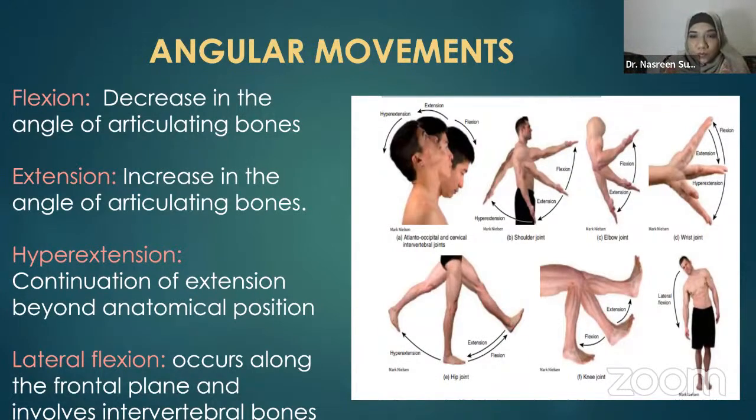So, flexion. Flexion means what? Decrease in the angle of the articulating bones. Extension: increase in the angle of the articulating bones. This is a point I am putting. I am making it flexion.